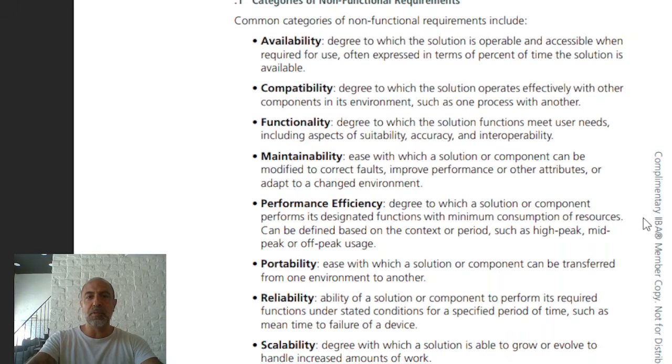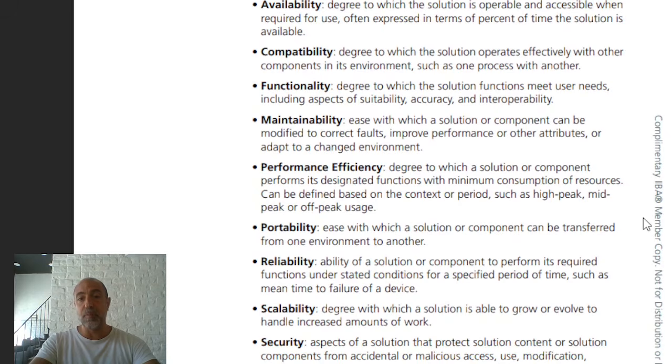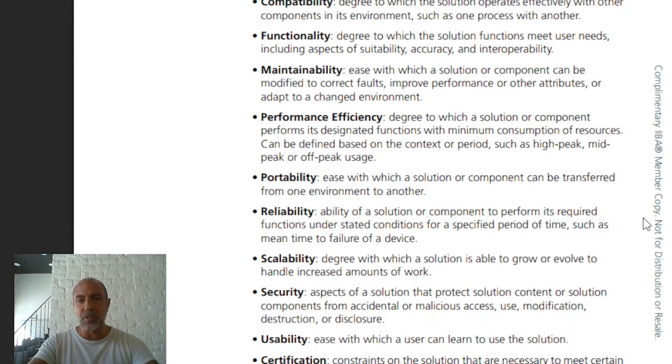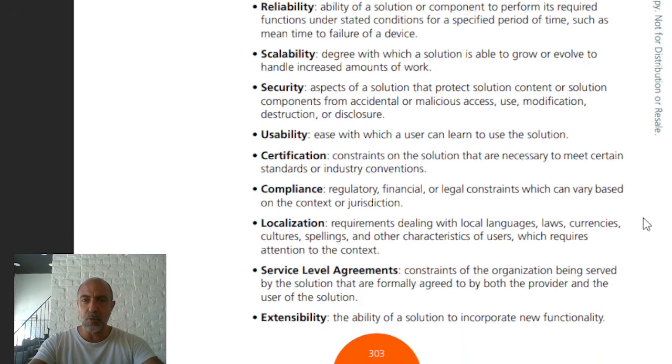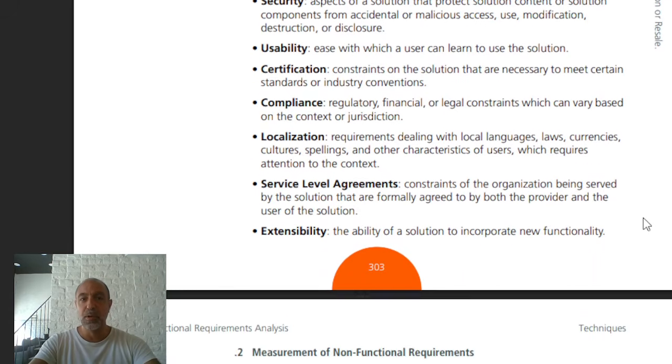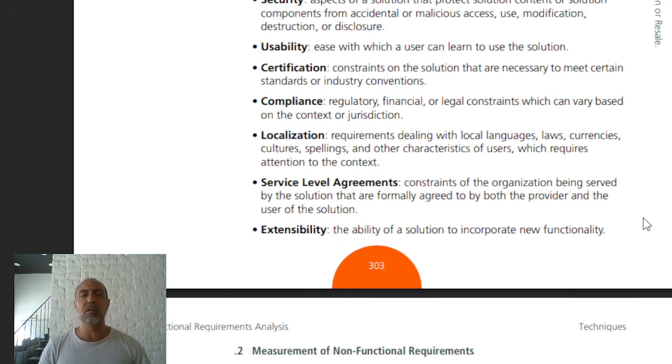What are the elements? Well, the elements are availability, compatibility, functionality, maintainability, performance efficiency, the degree to which a solution or component performs its designated functions with minimum consumption of resources, portability, ease at which a solution or a component can be transferred from one environment to another, reliability, the ability of a solution or component to perform its required function under the stated conditions and for a specified period of time, right? Like, can we trust it or not? Scalability, the degree to which the solution is able to grow or evolve, security, aspects of the solution that protect solution content, usability, ease with which a user can use it. All of these are non-functional.